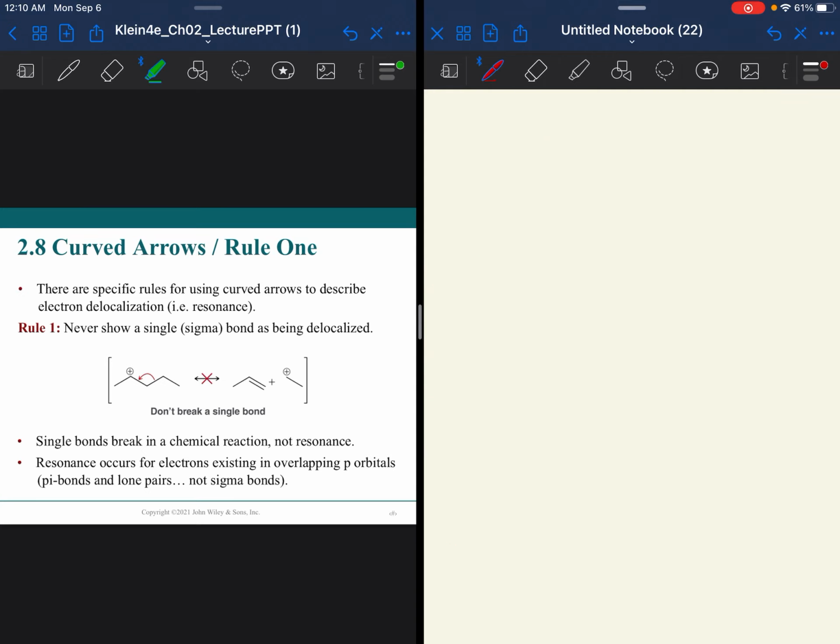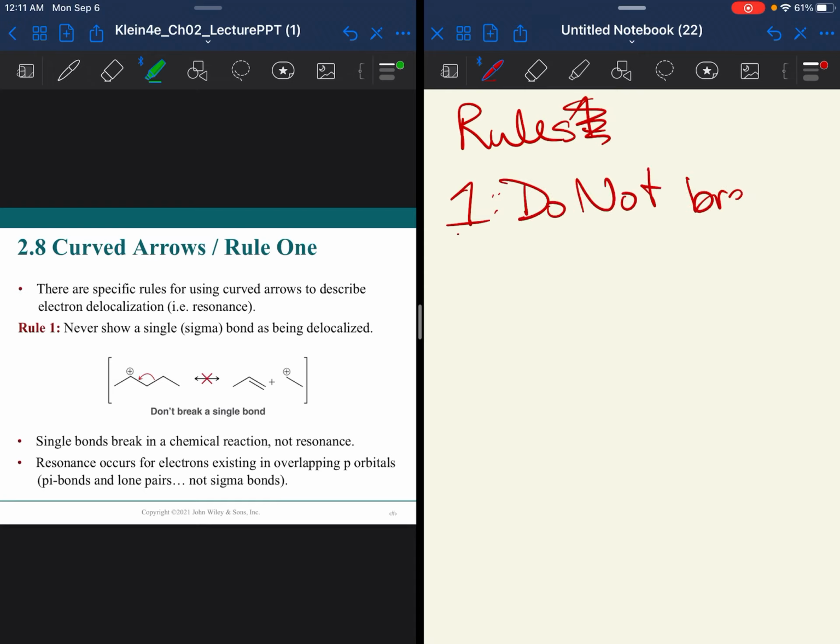Now, before we end this video, let's talk about some rules when we are talking about resonance. Rule 1: you cannot break single bonds. If you break a single bond, then you are changing the order in which the atoms are arranged. And if you do that, that is a chemical reaction. That is not resonance. That is not 2 valid Lewis structures of the same molecule. That's 2 different molecules. So do not break single bonds.